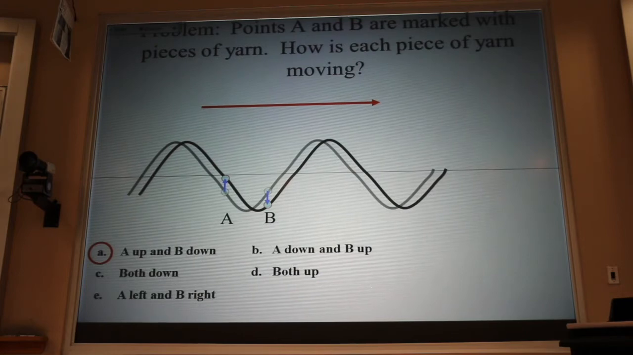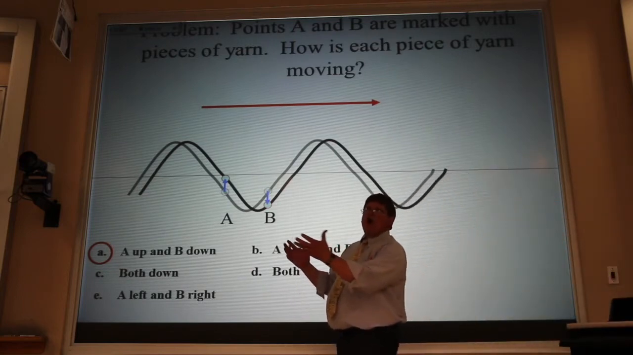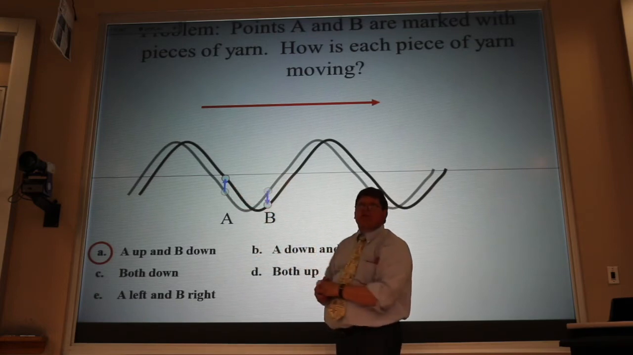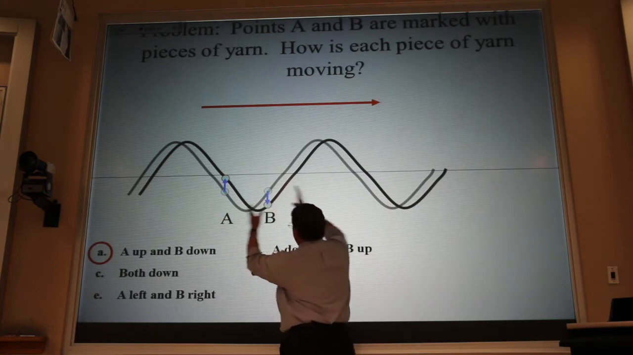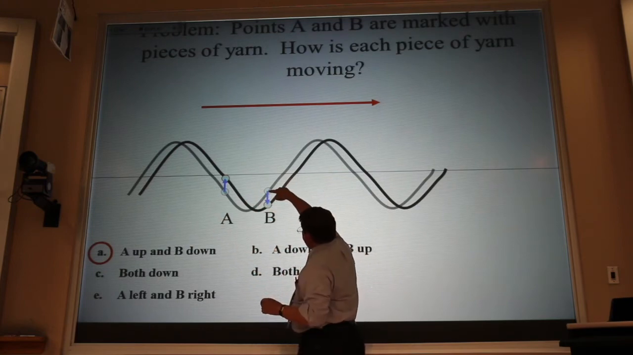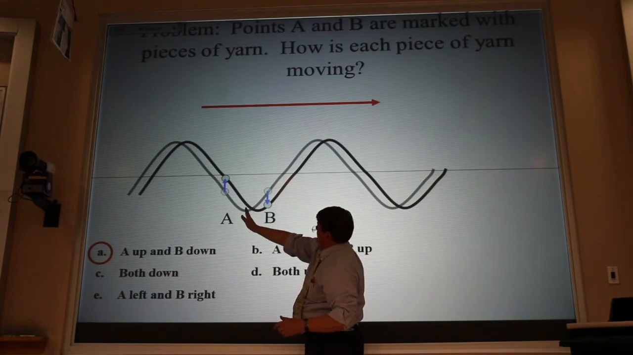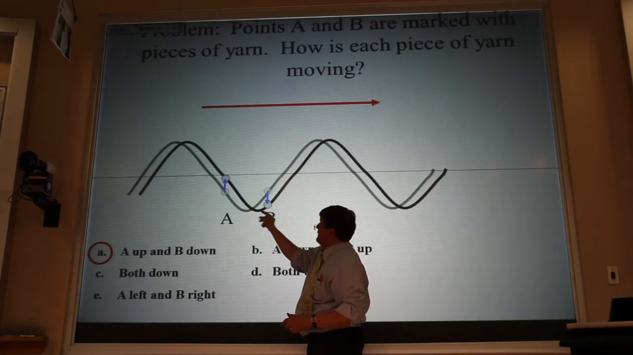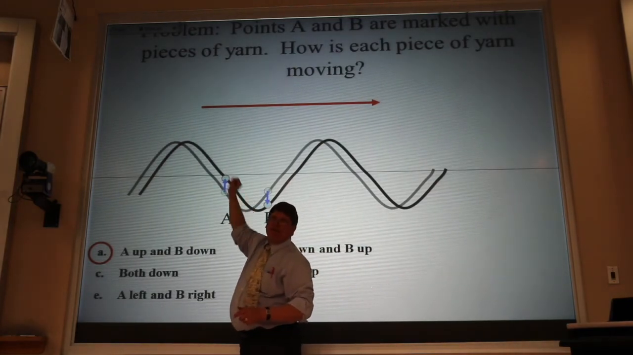Now, remember, it's all about pieces of the string getting out of the way for the pulse as it comes by. As this pulse, which is a trough, goes by, B has to move further away to let it, because the hump hasn't reached there, so it has to get further away from equilibrium. Whereas at A, the hump's already gone past, so it's going back towards equilibrium.